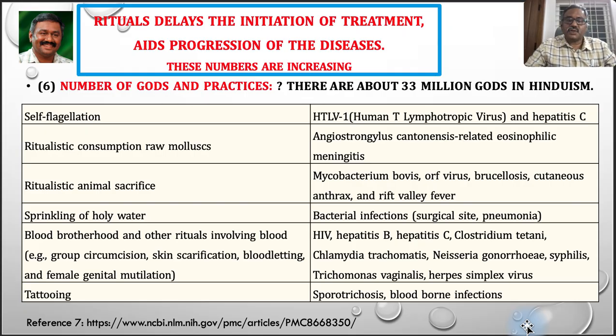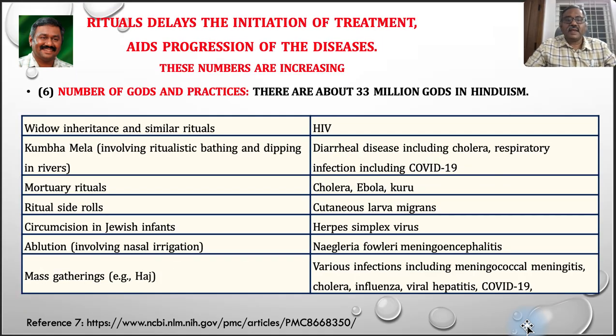Blood brotherhood and other rituals involving blood, for example group circumcision, skin scarification, bloodletting and female genital mutilation, can be associated with HIV, hepatitis B, hepatitis C, Clostridium tetani, Chlamydia trachomatis, Neisseria gonorrhoeae, syphilis, Trichomonas vaginalis, herpes simplex virus. Tattooing may be associated with sporotrichosis and blood-borne infections. Widow inheritance and similar rituals may be associated with HIV.